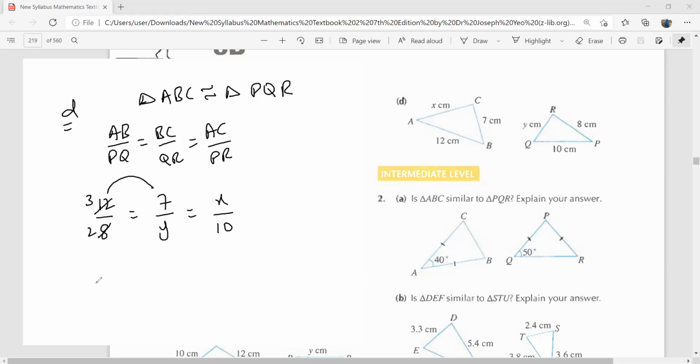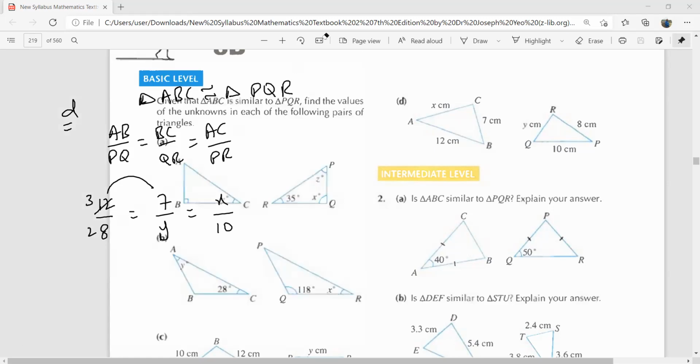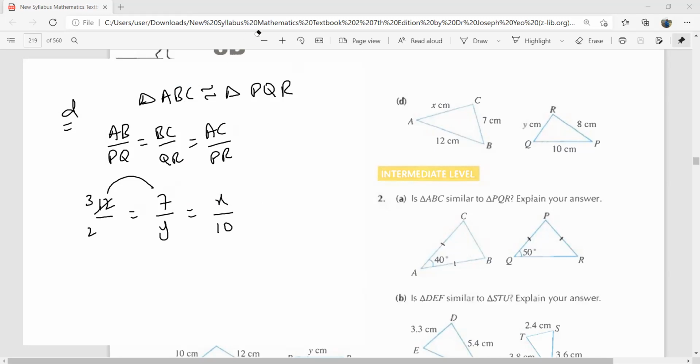So what did I write here? 8. Oh, PQ is 10. Yes. Why didn't you tell me before this? PR 8. Okay. They're saying that PQ is 10. So this is 10 here. So let me write this again. Just 1 minute. Okay. So we had AB was 12 and PQ was 10.